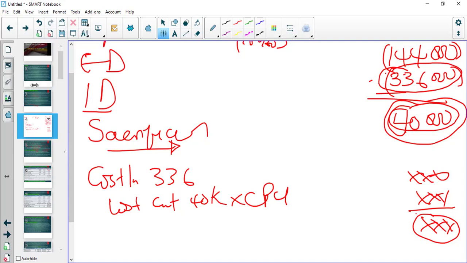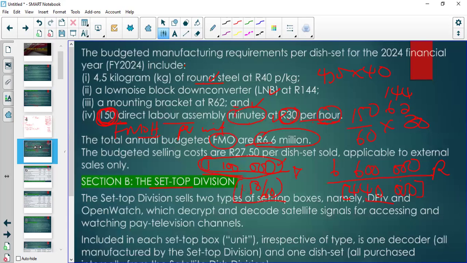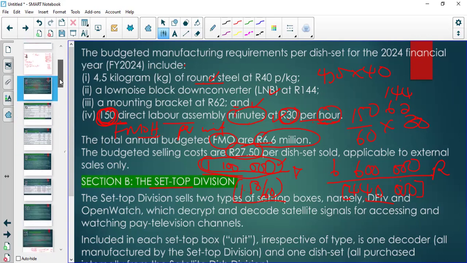Right, so we need the incremental cost of production, and the incremental cost of production is going to exclude your fixed manufacturing overheads. Right, so if you remember, let me just look at something else here. We were given some information, right? 27 rand 50. Was there something that was changed in the question? I think they changed something there.